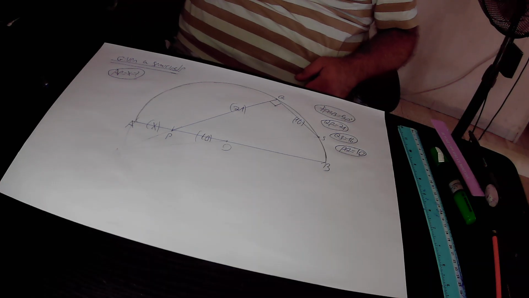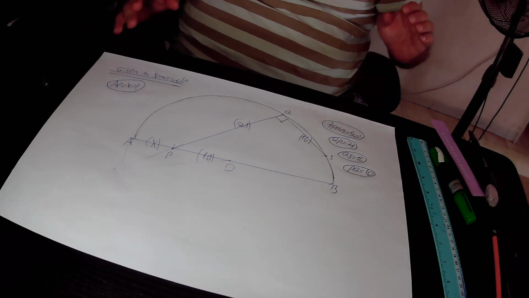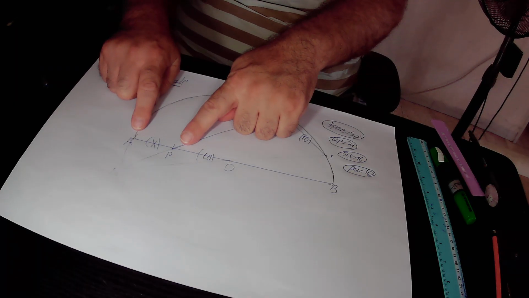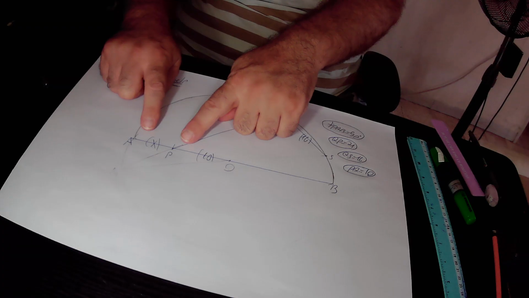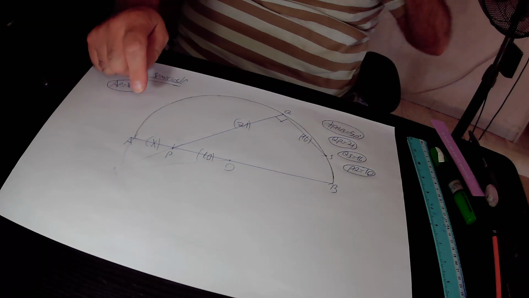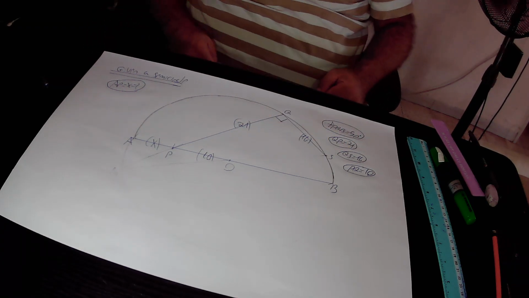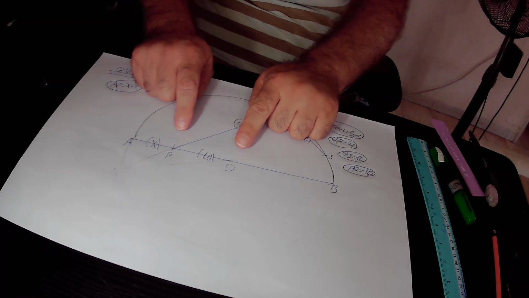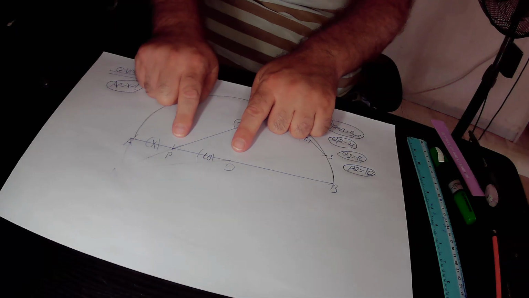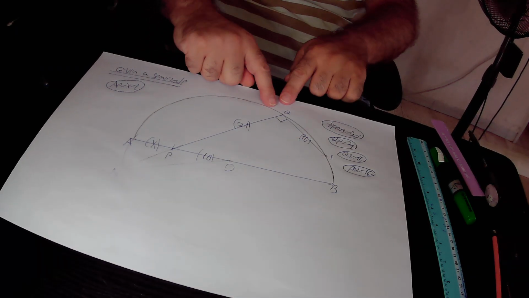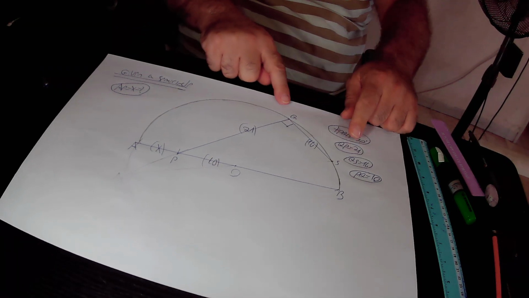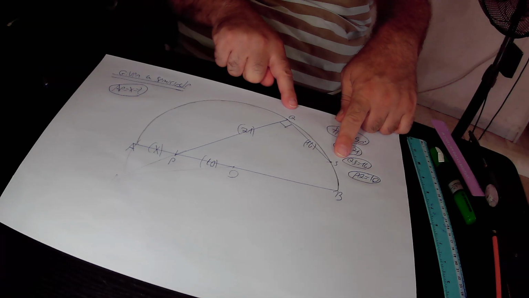In the second question, our task is to find the length of this line segment AP that equals x. We have to find the value of x. In the drawing we have a semicircle. Point O is the center of this semicircle. This is line segment PO that equals 10 units in its length. This is line segment QP that equals 21 units in its length. This is QS that equals 16 units in its length.